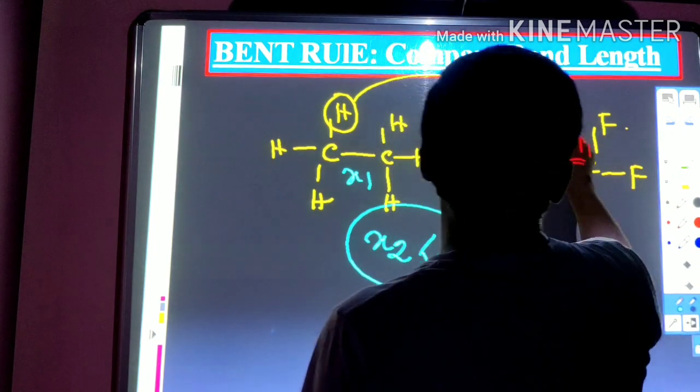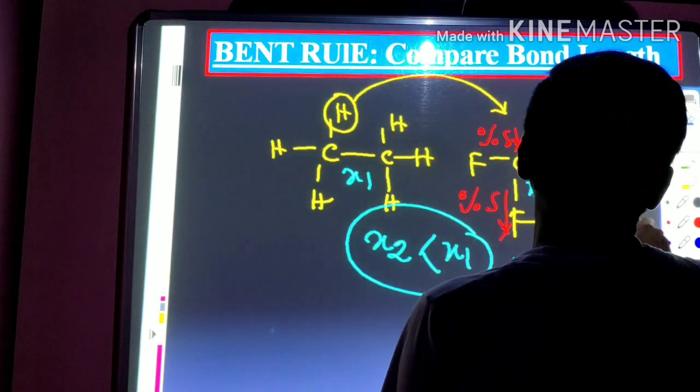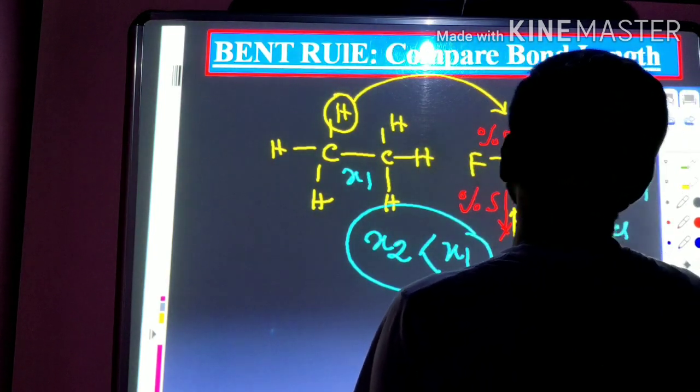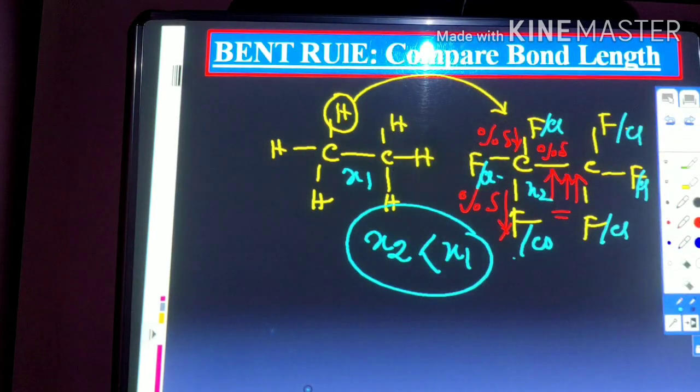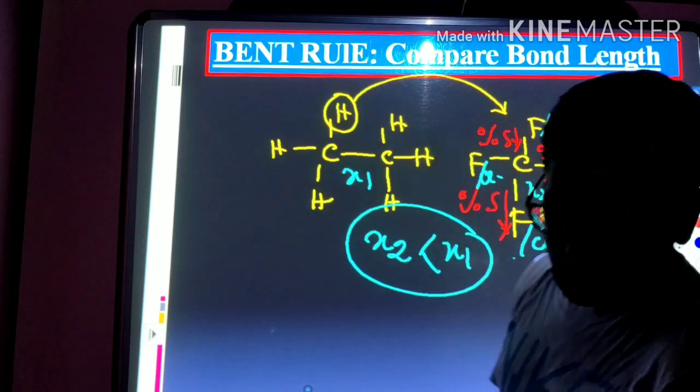Here you can have F or Cl. In some questions it will be given as Cl, so don't worry about it. The bond length will vary, but the concept will be the same.